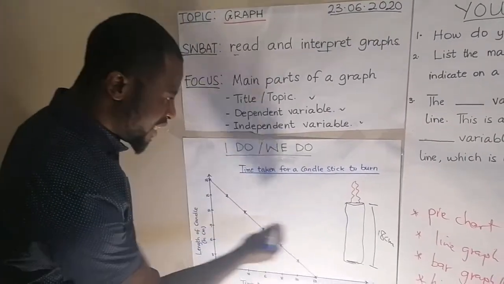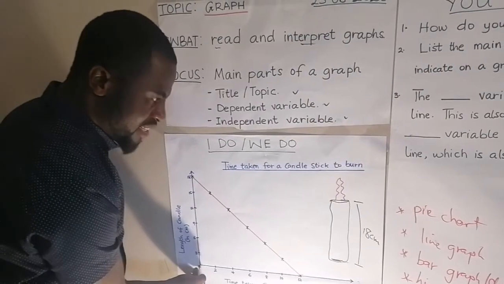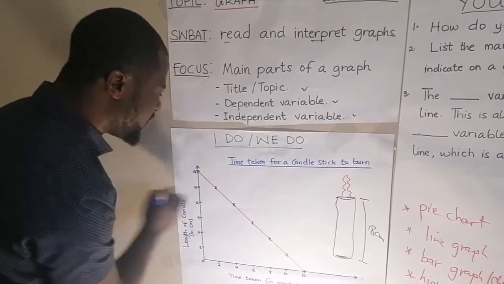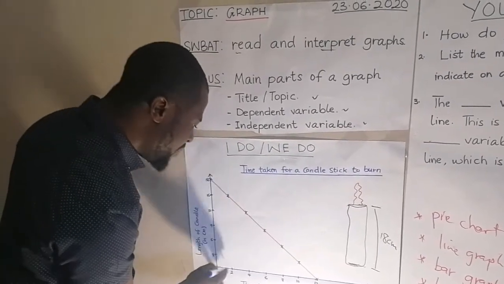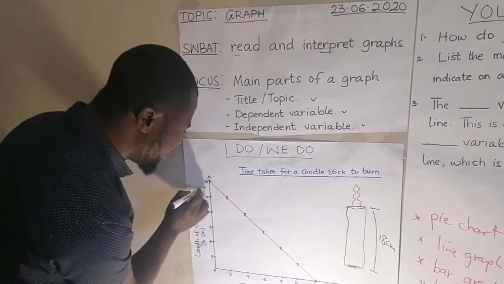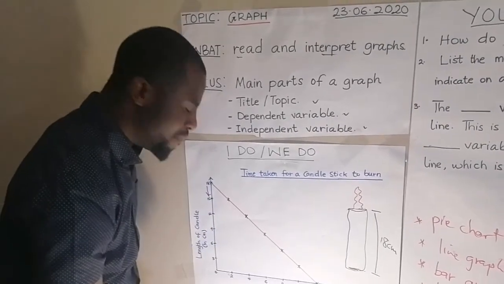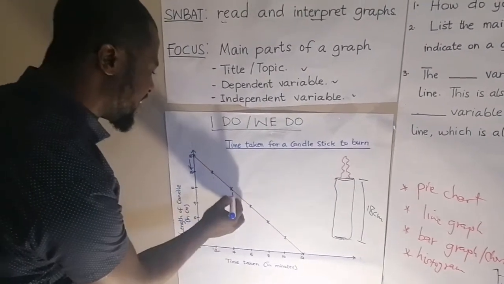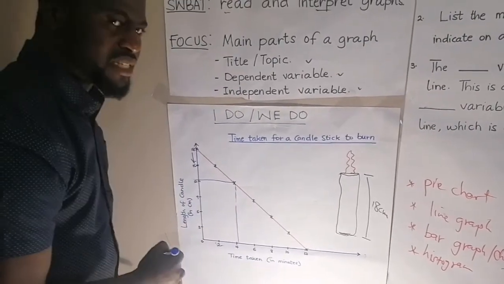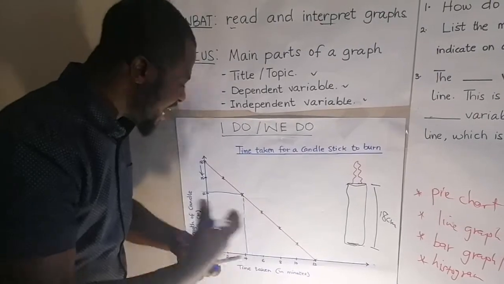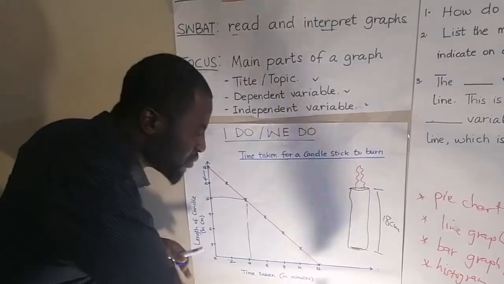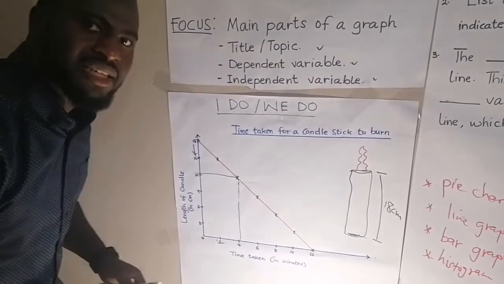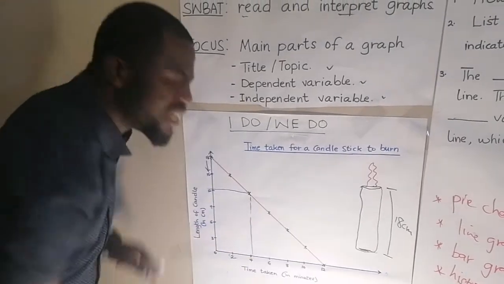We can see that when the length of the candle was 18 centimeters, the candle had not started burning, so it was the full length here. Now, when the length decreased to 15 centimeters, the time it took to burn from 18 centimeters to 15 is 2 minutes. The time is in minutes here. When the time was 4 minutes, the length of the candle at that time was 12 centimeters. So what are we deducing here? As the candle burns in certain minutes, the length decreases. Therefore, the length is dependent on the time taken.